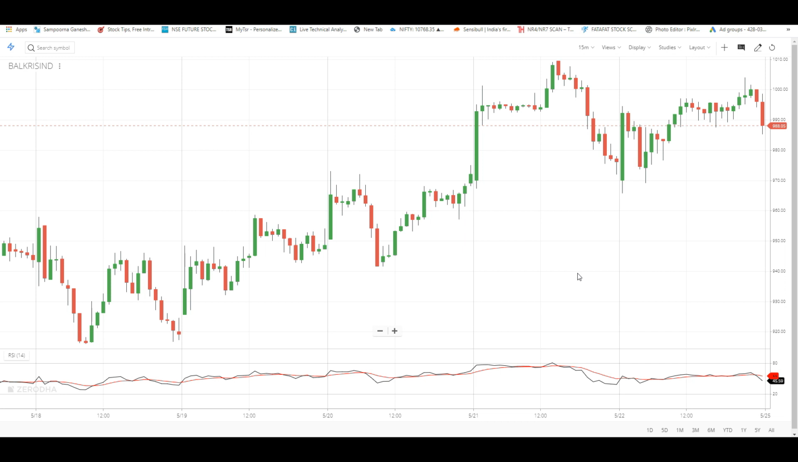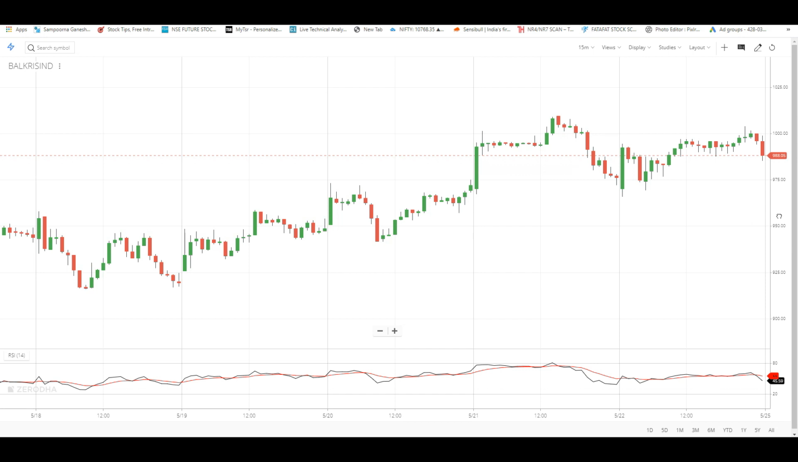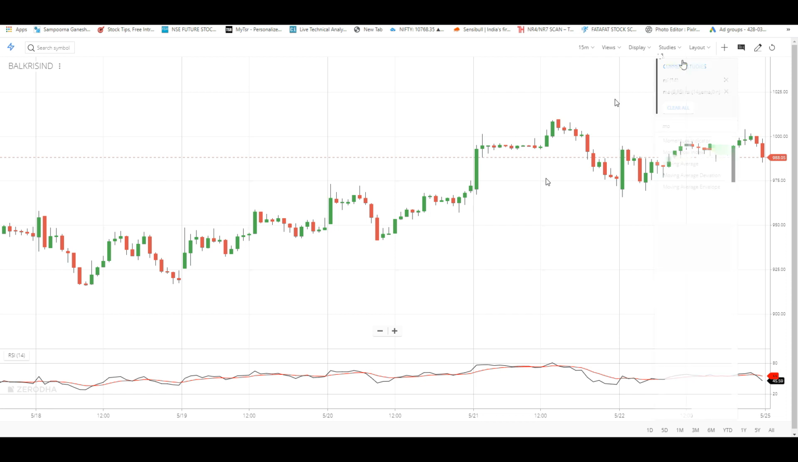We just had one session last week where we were talking about support and resistances and how we get them. So I'll do one thing: I'll remove this moving average here, and I will show you what all things we can do with the RSI.